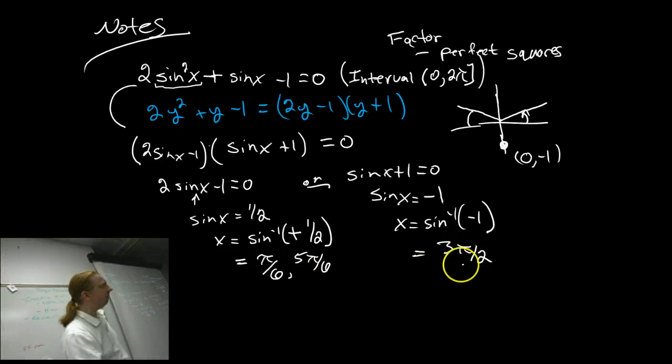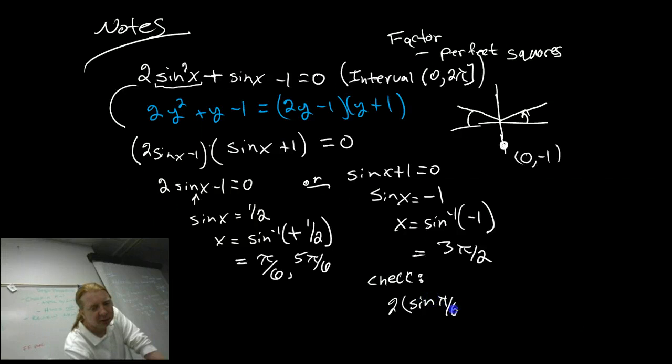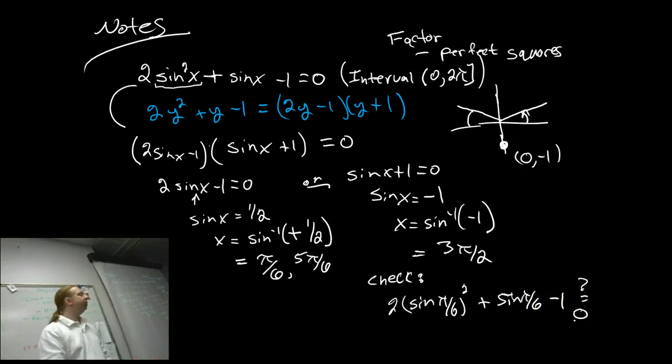Wait, so should we do that with this one? Would you plug in the x and then just put it all in the calculator? That would be the easiest fix. Basically, so my check for this, let's say I want to check pi sixths: 2 sine of pi sixths squared plus sine of pi sixths minus 1. Does that equal 0? And then you check to see if that does indeed work out to be 0. Does it? Yeah, actually it will. All of the answers we have listed here will check out. So pi 6, 5 pi 6, and 3 pi halves.